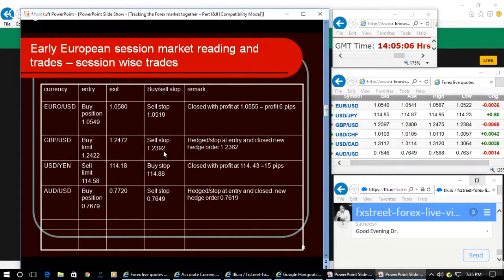And now when they gain, I will slowly raise the hedge order. So if they gain another 10 pips, I'll raise 10 pips. If they gain 20 pips, I'll raise 20 pips, the hedge order, until I'm able to keep the stop at entry.